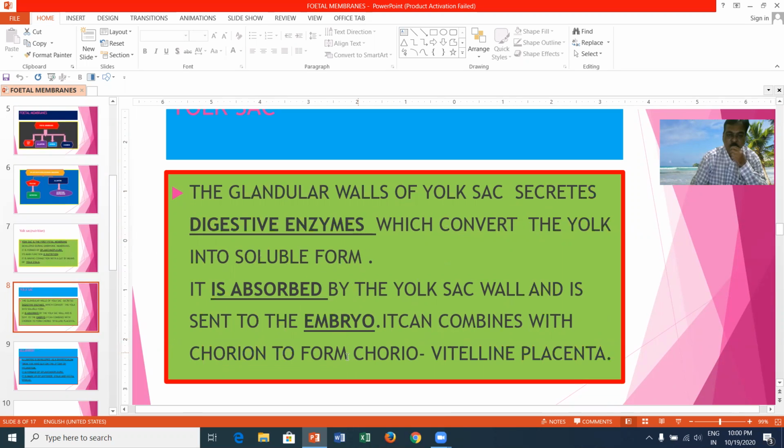It can combine with chorion to form the choriovitelline placenta. Generally, the chorion is one of the fetal membranes responsible for placenta formation, and it is also responsible for protection. Here, the chorion is involved with the yolk sac and forms the choriovitelline placenta.